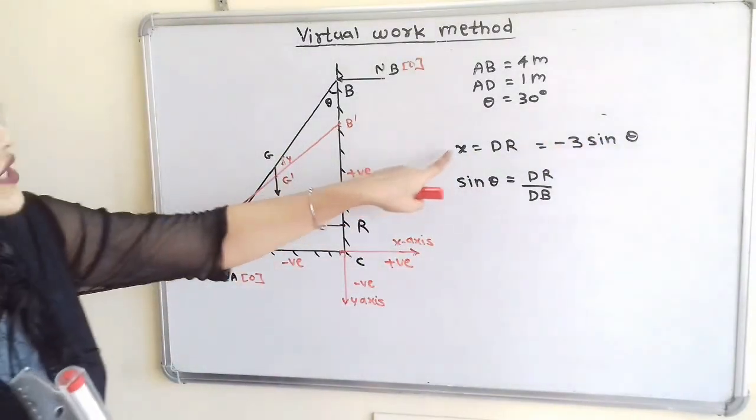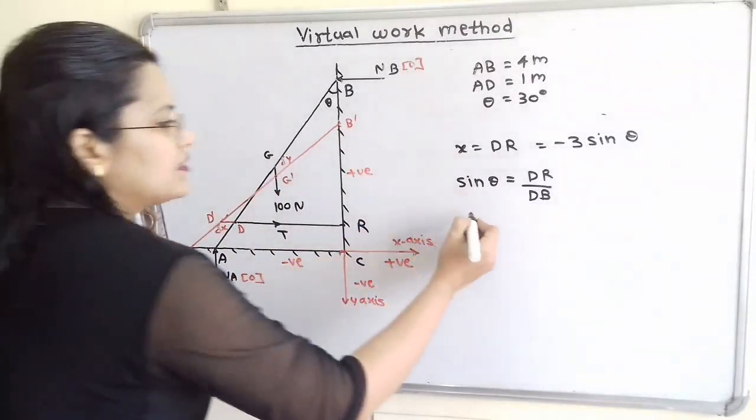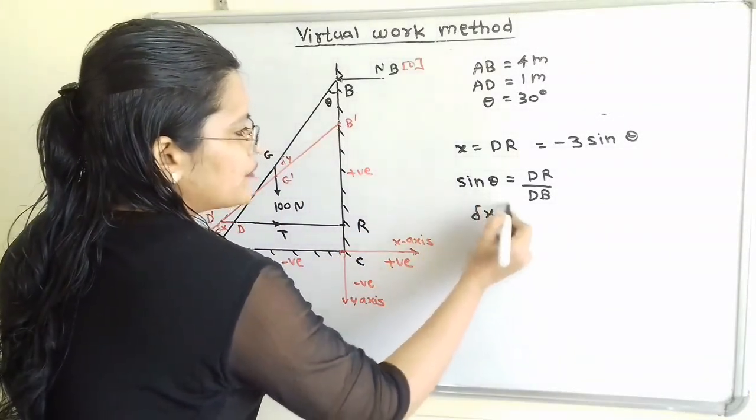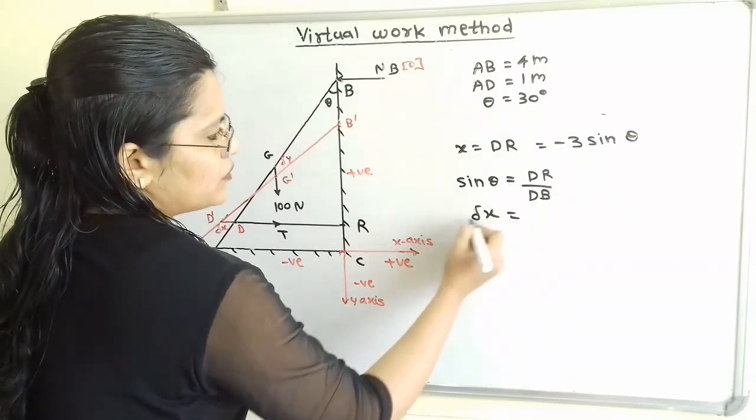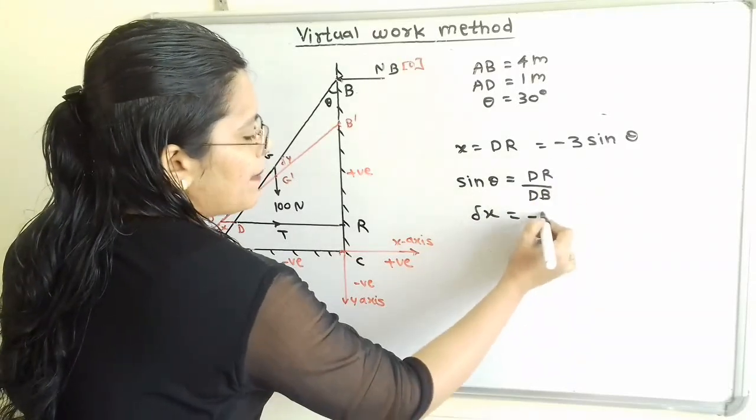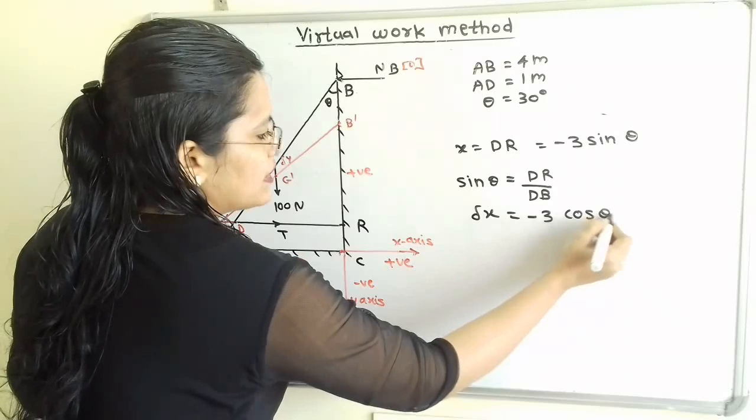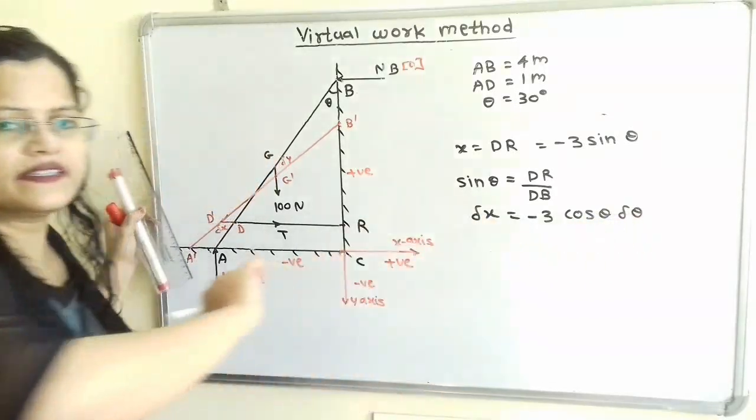So we can calculate delta x. So it is easy. So x, that means we will differentiate with respect to theta. Delta x is equal to minus 3 cos theta delta theta. So we will get the dx.